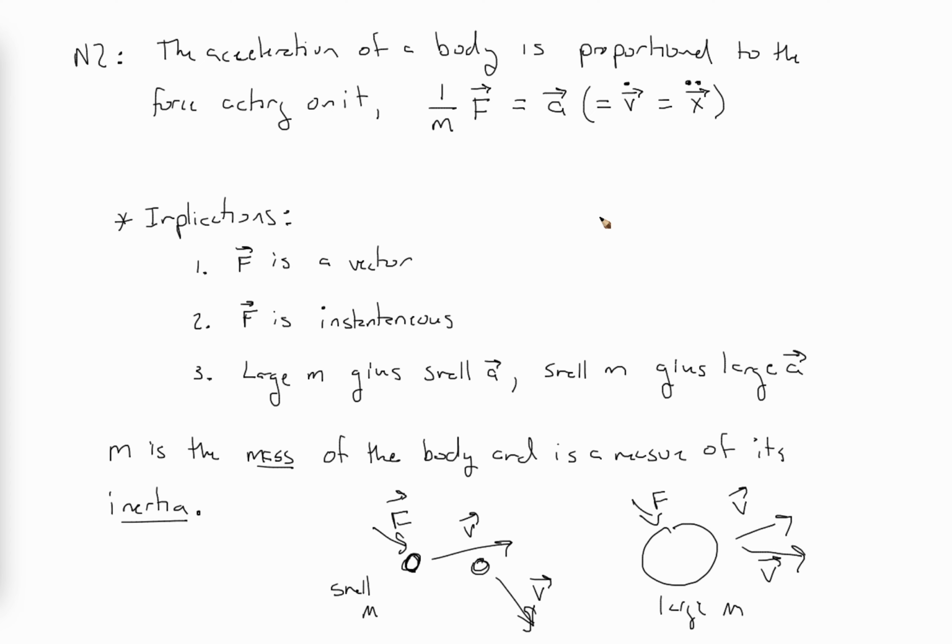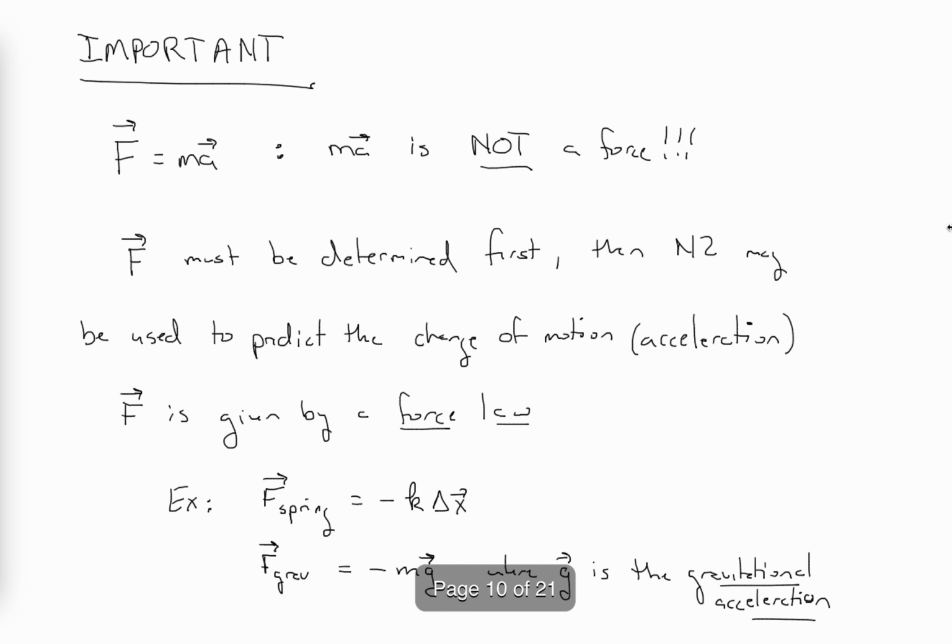So this equation is typically written F is equal to ma, but that's a little bit misleading. Really, it should be read this way: that we know a force. We take that force and divide it by the mass of our object, and that will tell us how the object is accelerating.